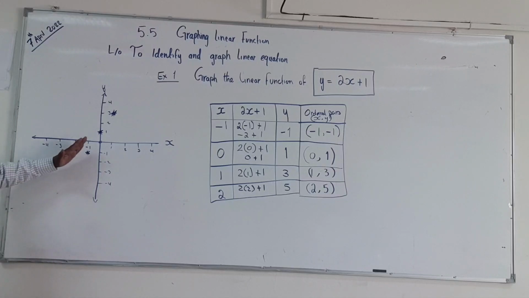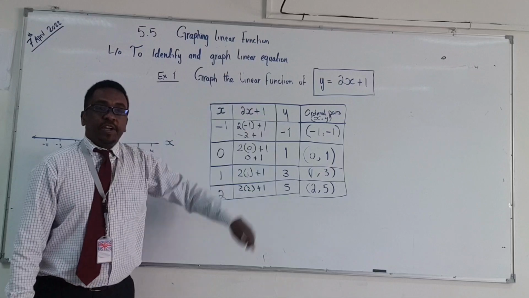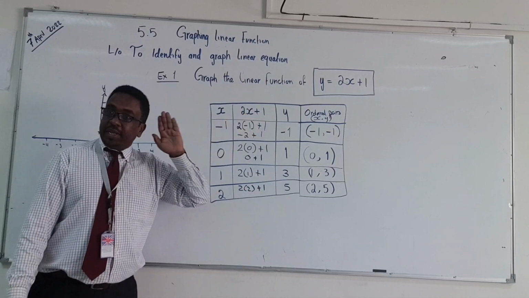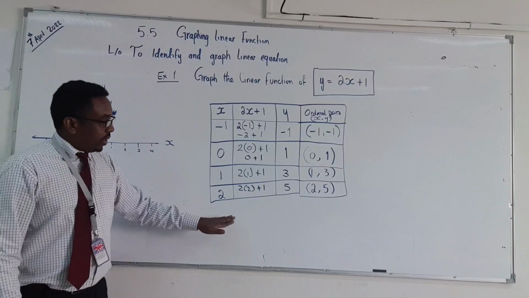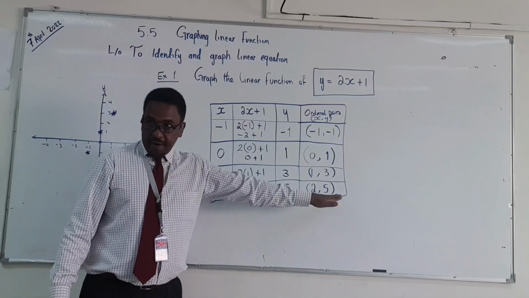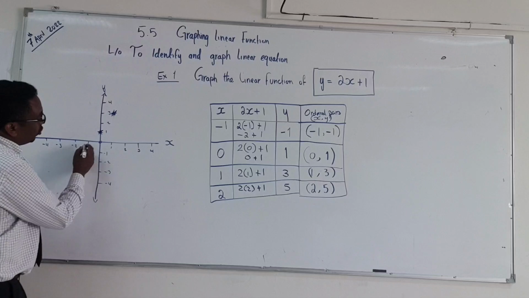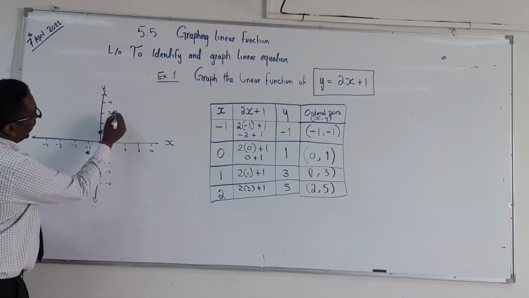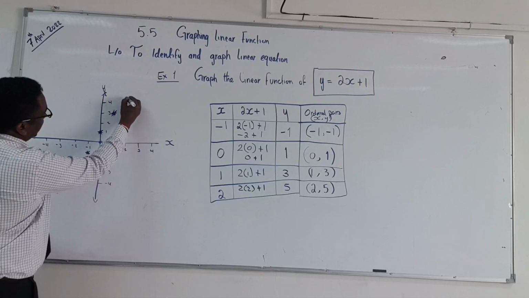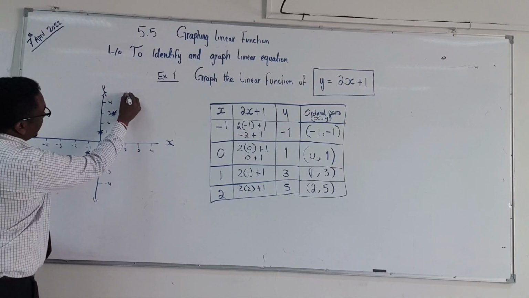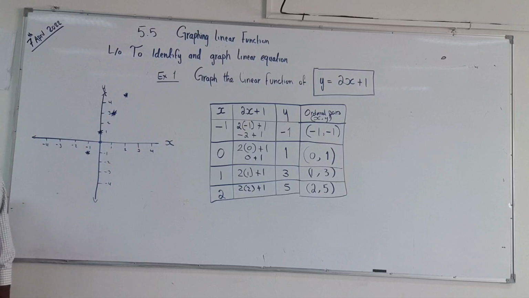Yes. Now it's already looking like a straight line, right? This is what we call a linear function. Linear basically means a straight line. So now, let's do the last one. 2 and 5. Where is x on 2? Here. Where is the 5? Up. So where do they meet? There. So there we go.